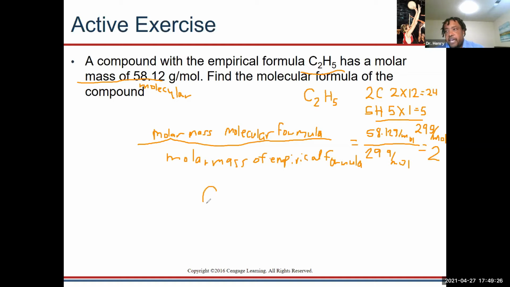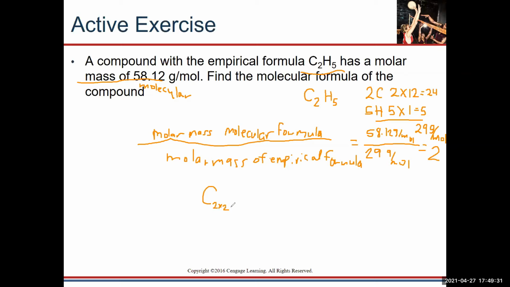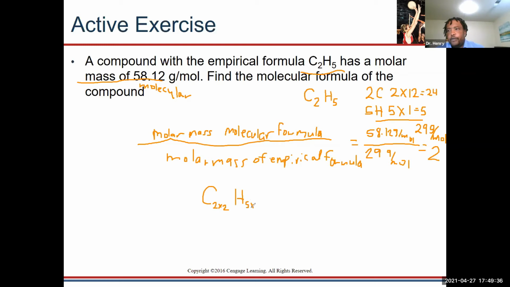So literally, I have C2 times 2 and H5 times 2. So then that's going to give me C4H10. And so this would be my molecular formula. Okay.